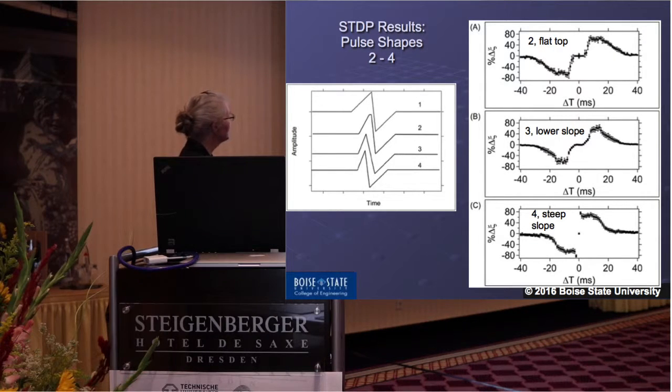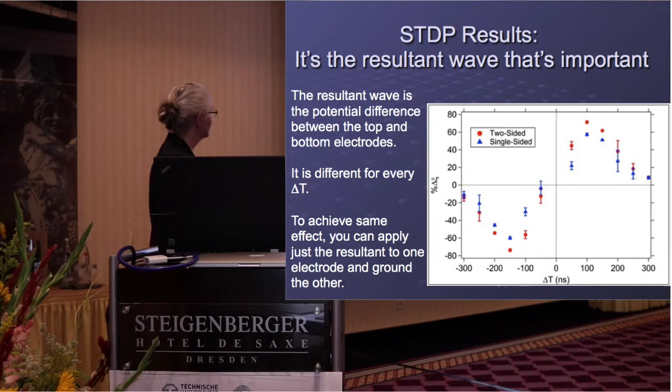Same thing with the lower slope. You get a nice flat region around delta T equals 0. Make a fast slope and you completely lose that. And you get a spike around that center. So that was pretty interesting.